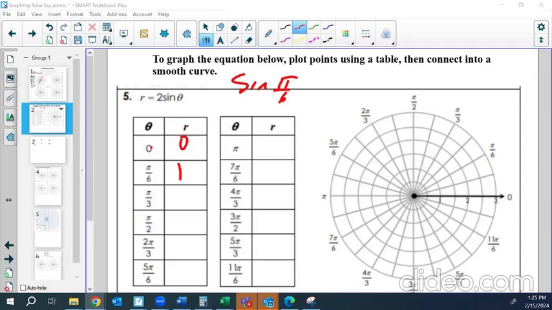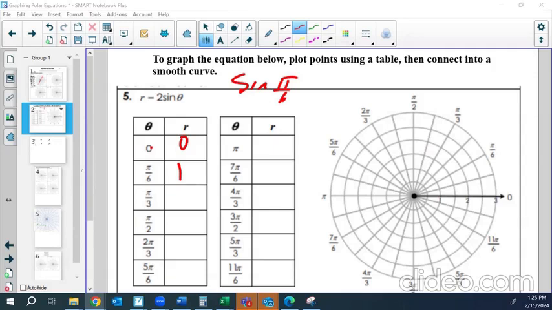All right. So pi over 3. This side of pi over 3. And for you guys going to BC, these numbers you'll get to know by heart. Square root of 3 over 2 is 0.866. Square root of 3 is roughly 1.7. You'll know those eventually.